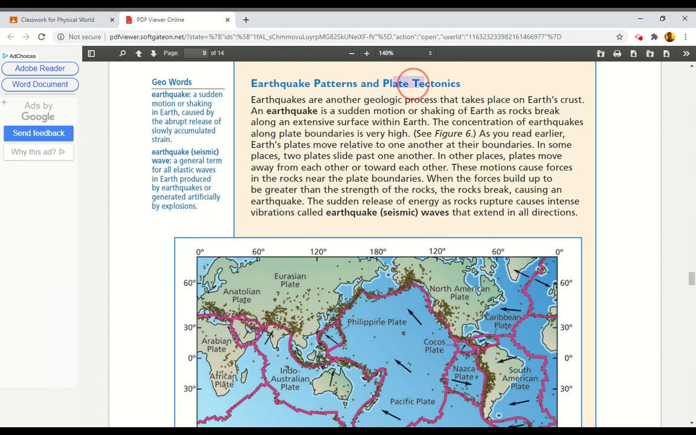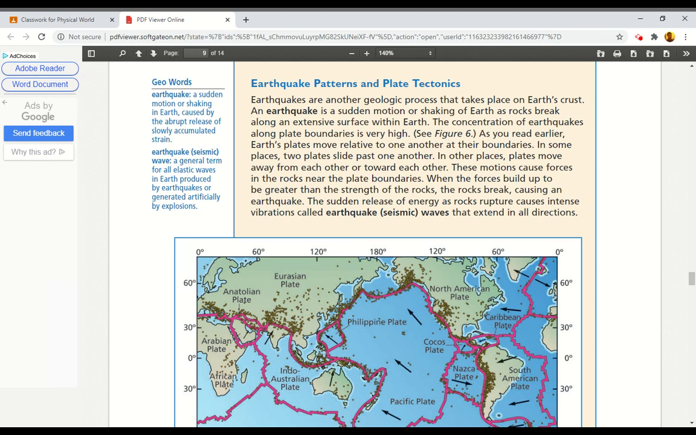Earthquake patterns and plate tectonics. Earthquakes are another geologic process that takes place on Earth's crust. An earthquake is a sudden motion or shaking of Earth as rocks break along an extensive surface within Earth. The concentration of earthquakes along plate boundaries is very high.